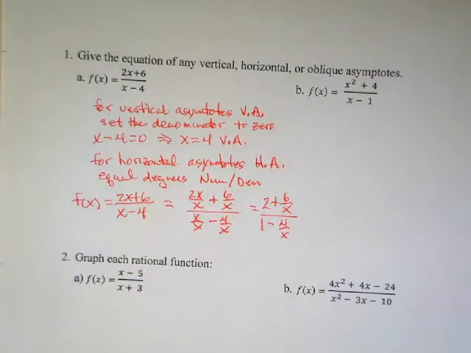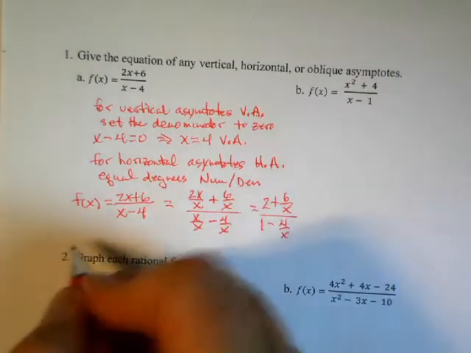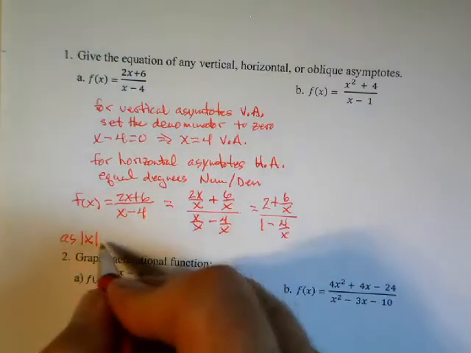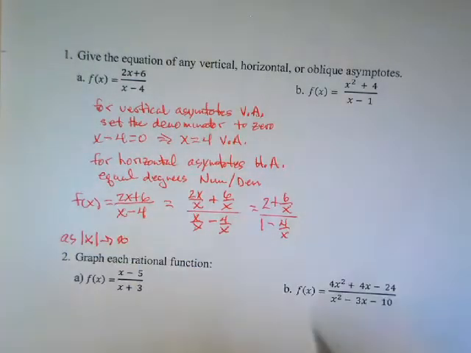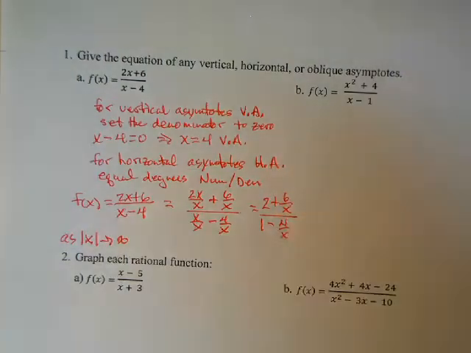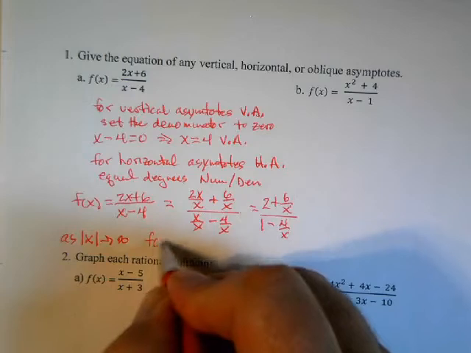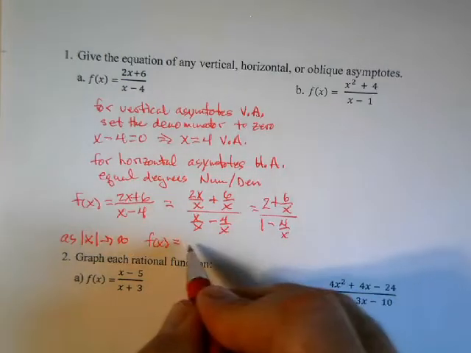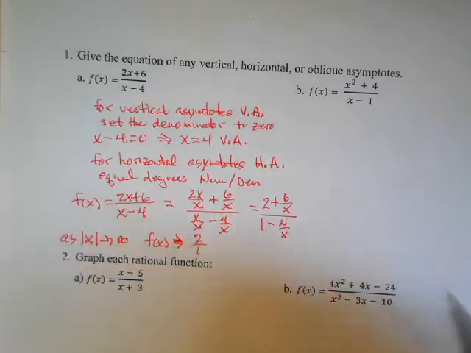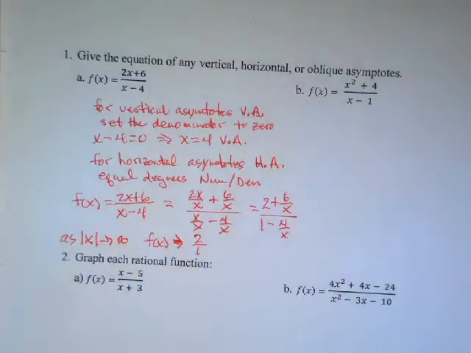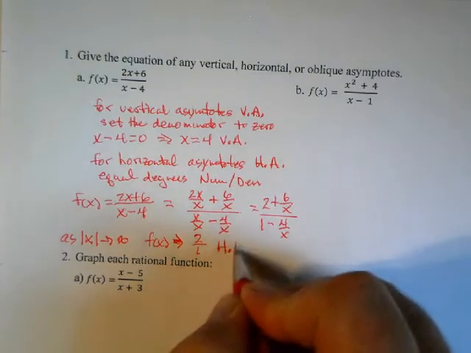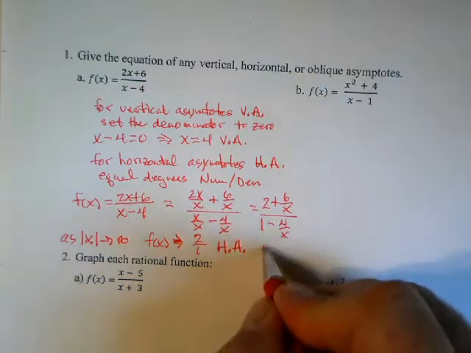Now, basically, as x, the absolute value of x, goes towards infinity, these terms that have divided by x will basically go towards 0, and my function will end up going towards 2 over 1, because these parts will get smaller and smaller, totally insignificant. So the horizontal asymptote will be at y equals 2, 2 over 1, y equals 2.